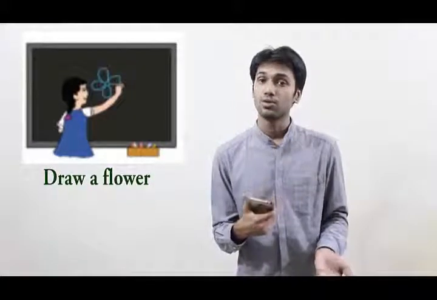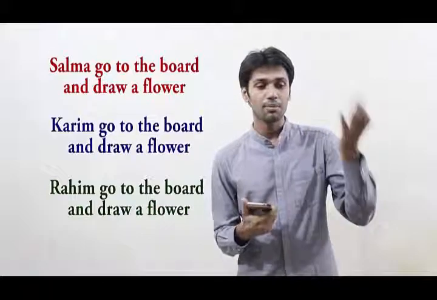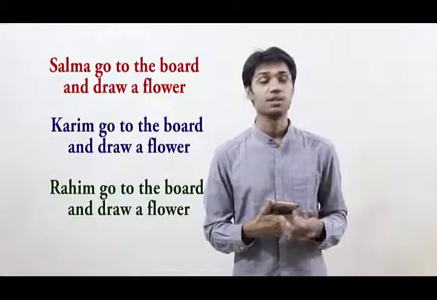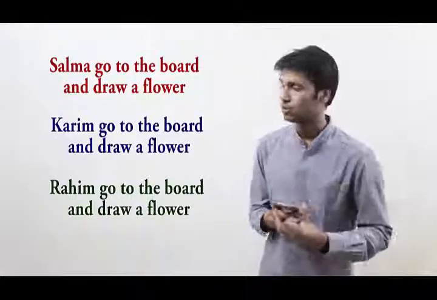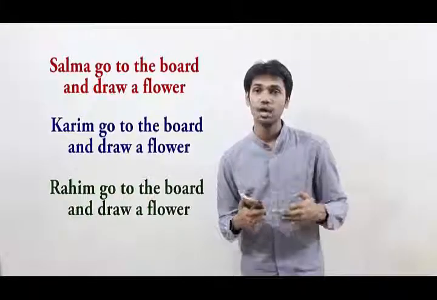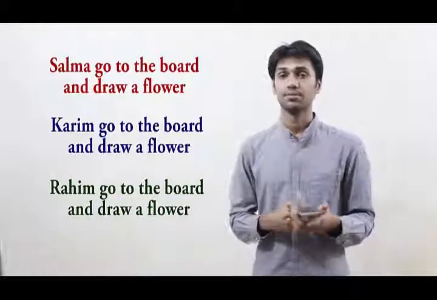Now do it together. Salma, go to the board and draw a flower. Kareem, go to the board and draw a flower. Rahim, go to the board and draw a flower.